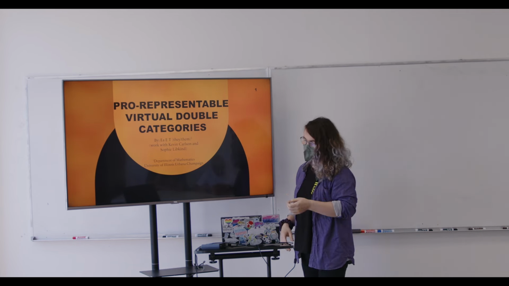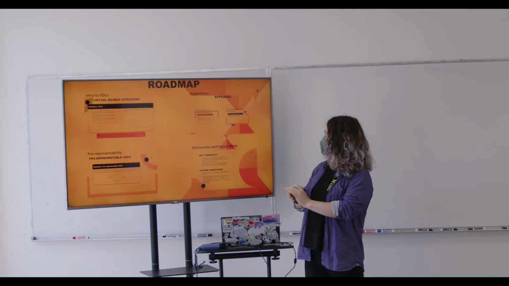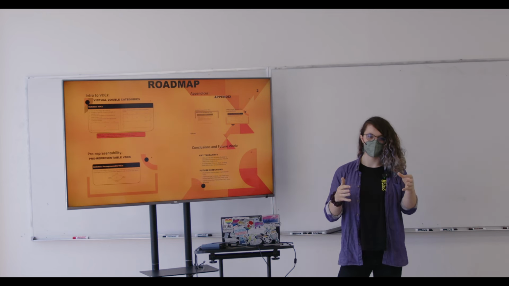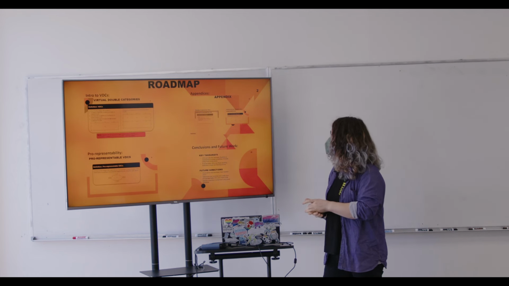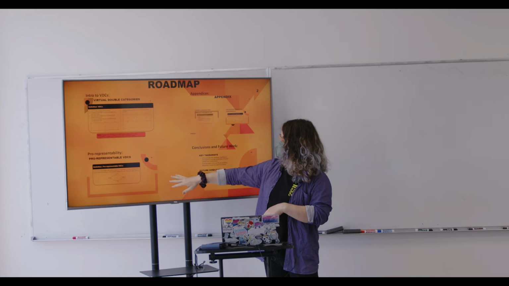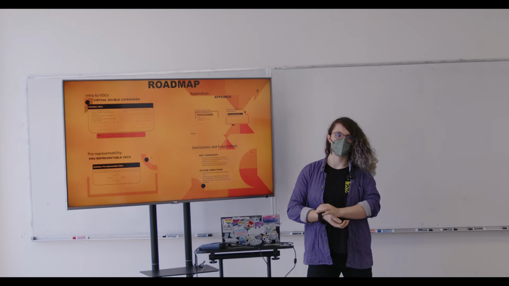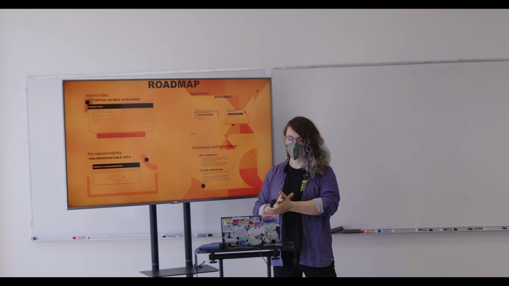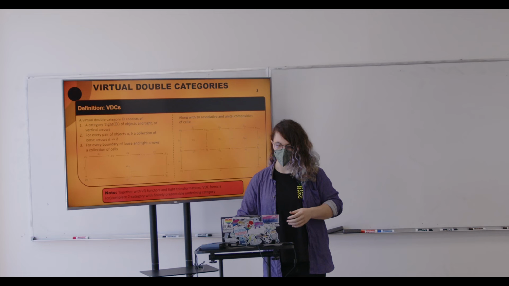So to get things started, to give an outline of the talk, I'm going to start with a bit of an intro into virtual double categories, some comparison and motivation for them compared to pseudo double categories, and then I'll go into the main work and results, this pro-representability stuff, and then if there's time, there's some other things in the appendix that I'll talk about, but otherwise I'll go to the conclusion and references. So with that said, we can get started on the virtual double categories.